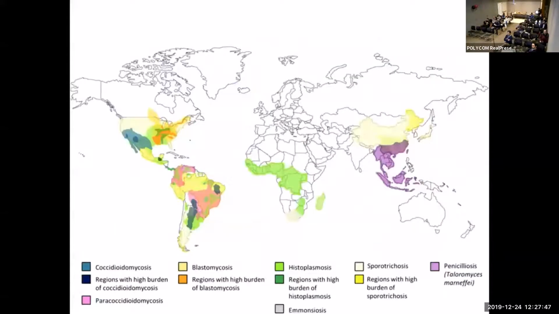So this is just a map. As you can see, they are literally all over the place. The continent with the most endemic mycoses is the American continent, and of all these mycoses, the most common one worldwide is histoplasmosis. But there are ones restricted to some areas, for example thalaromycosis, in purple, specific to Southeast Asia. We're going to talk about this later because it's a really fun disease to know about.